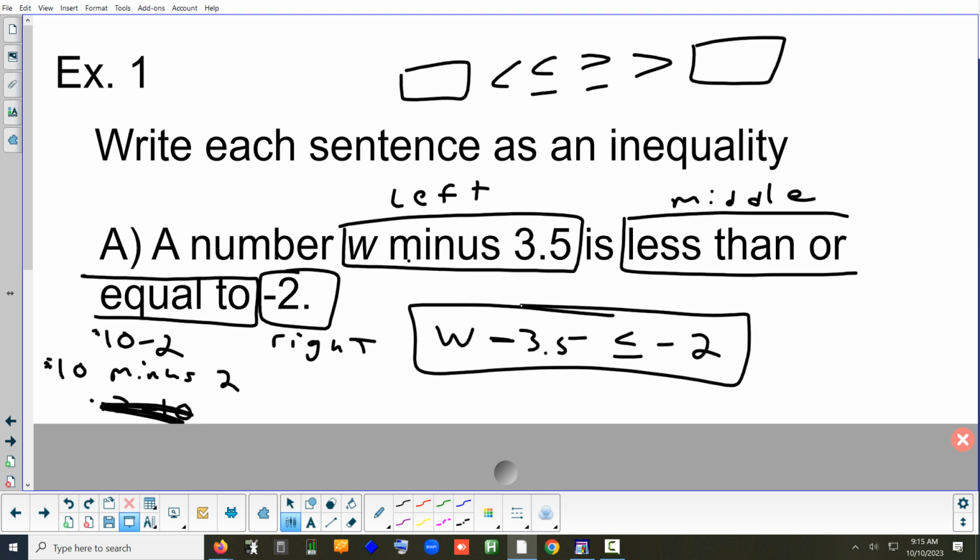No. It just said write the sentence as an inequality. And that's what we did. If we were going to solve it and get W by itself, does anybody know what you would do on both sides? Yeah? You'd add 3.5 to both sides. Exactly. You would add 3.5 to both sides and you would solve it just like it was an equation. Okay, we're not solving it, but that's how you would solve it. So that's your answer.